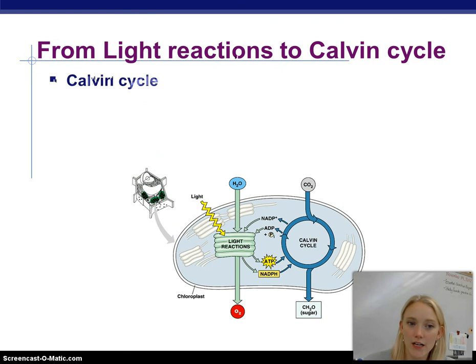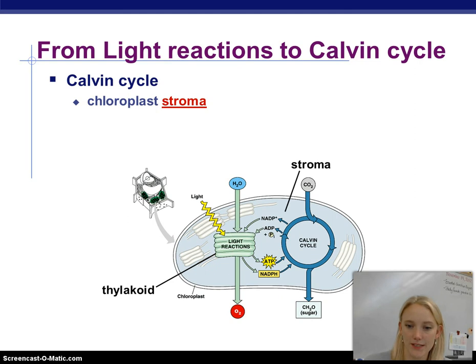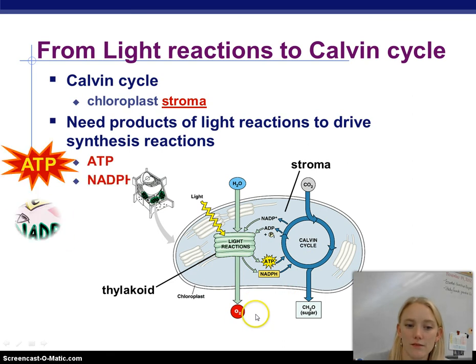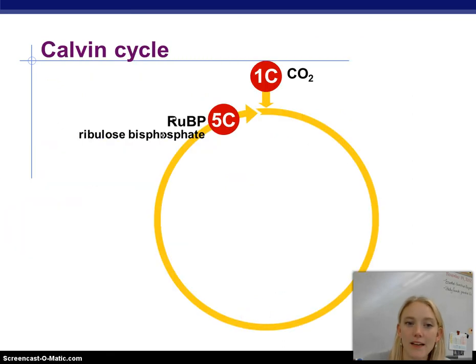Okay. So the Calvin cycle happens in the chloroplast stroma, so that fluid-filled space of the chloroplast. You can see there. It needs the products of the light reaction in order to drive the synthesis reaction. So the ATP and the NADPH we see here that was made in the light reactions are now going to be used in the Calvin cycle. Okay. So this is going to go through the basics of it. You won't even need to know it in this much detail, but it helps you understand it.